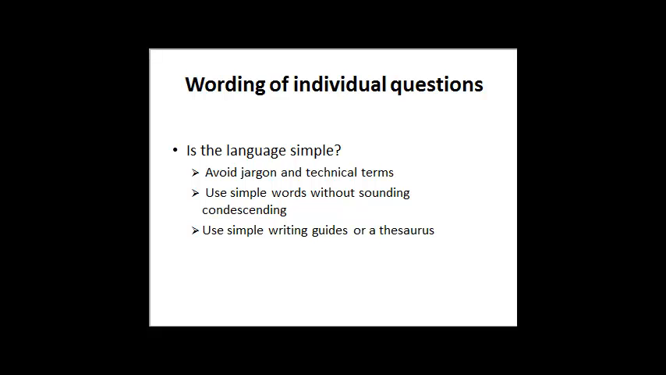Now, people who write questionnaires are far more likely to overestimate the knowledge and vocabulary of respondents. When we work in a particular area, such as public health, for instance, we become used to technical terms, but we need to remember that these terms are not necessarily commonplace to the people we survey. So we need to keep the language simple, avoid jargon, technical terms, use simple words, but don't sound condescending. And finally, use simple writing guides or a thesaurus.